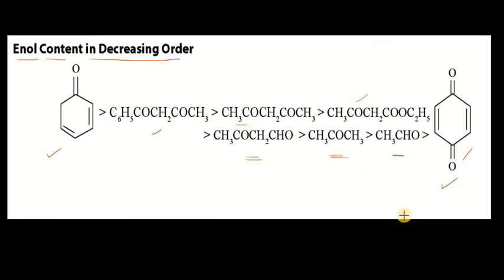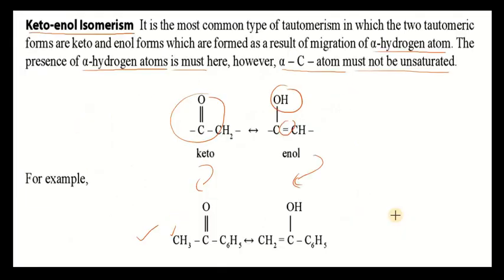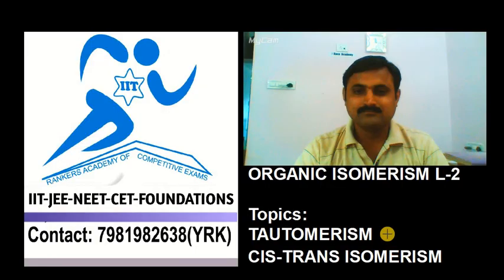So, today we have discussed tautomerism and some cis-trans isomerism possibilities with examples. We'll meet in the next session, lecture number 3, on stereoisomerism and its extension part. Okay. Thank you very much for this session.